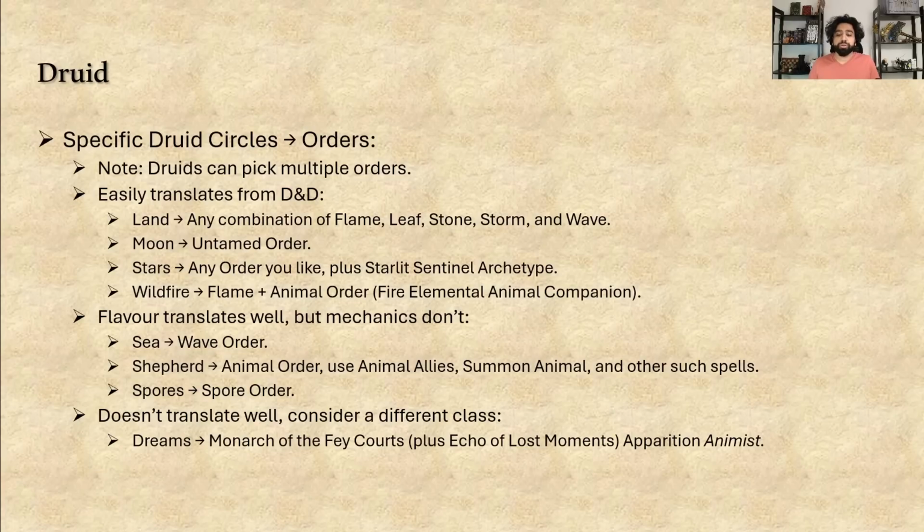There are a couple aberrations that map over perfectly: Monarch of the Fae Courts and Echo of Lost Moments. And then to replicate the rest of the flavor, you can either use your spells, you can just cast heal from your spell slots, or you can use other apparitions alongside these ones. For example, the Custodian of Gardens and Groves will give you a lot of cool healing as a focus spell.